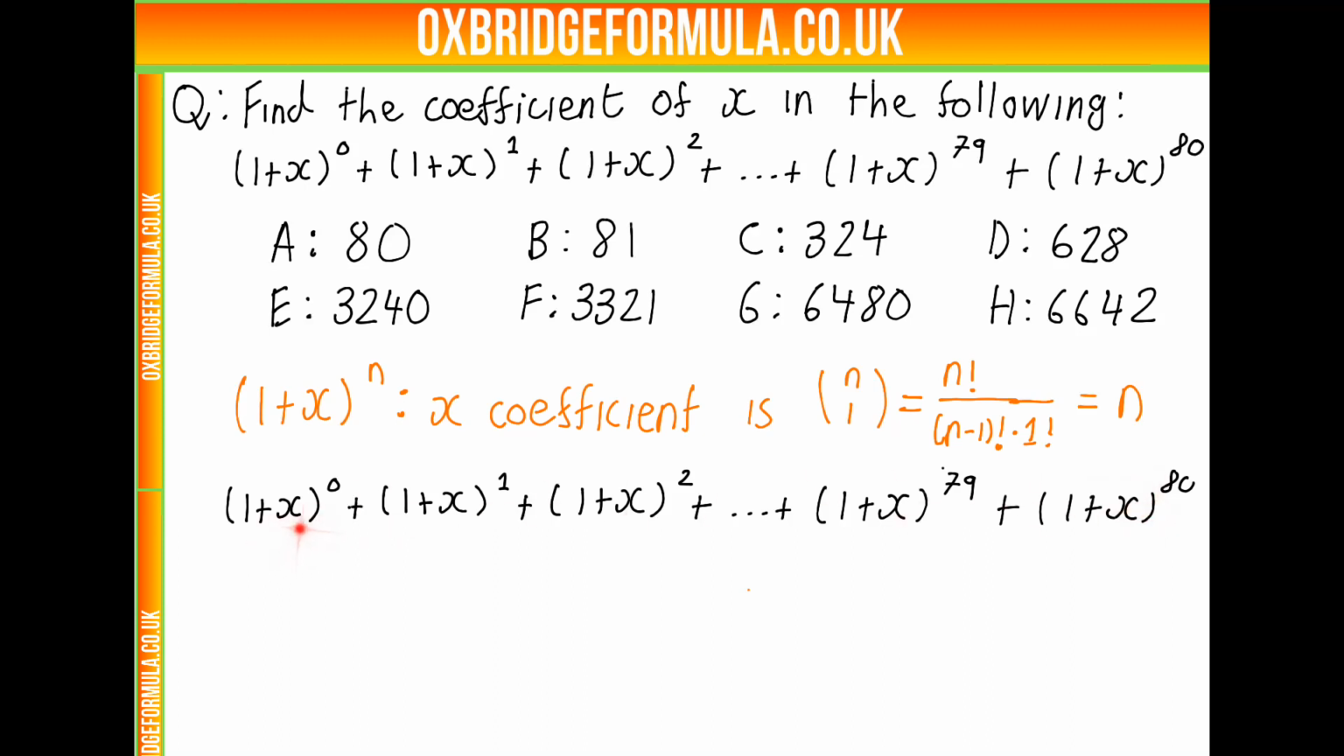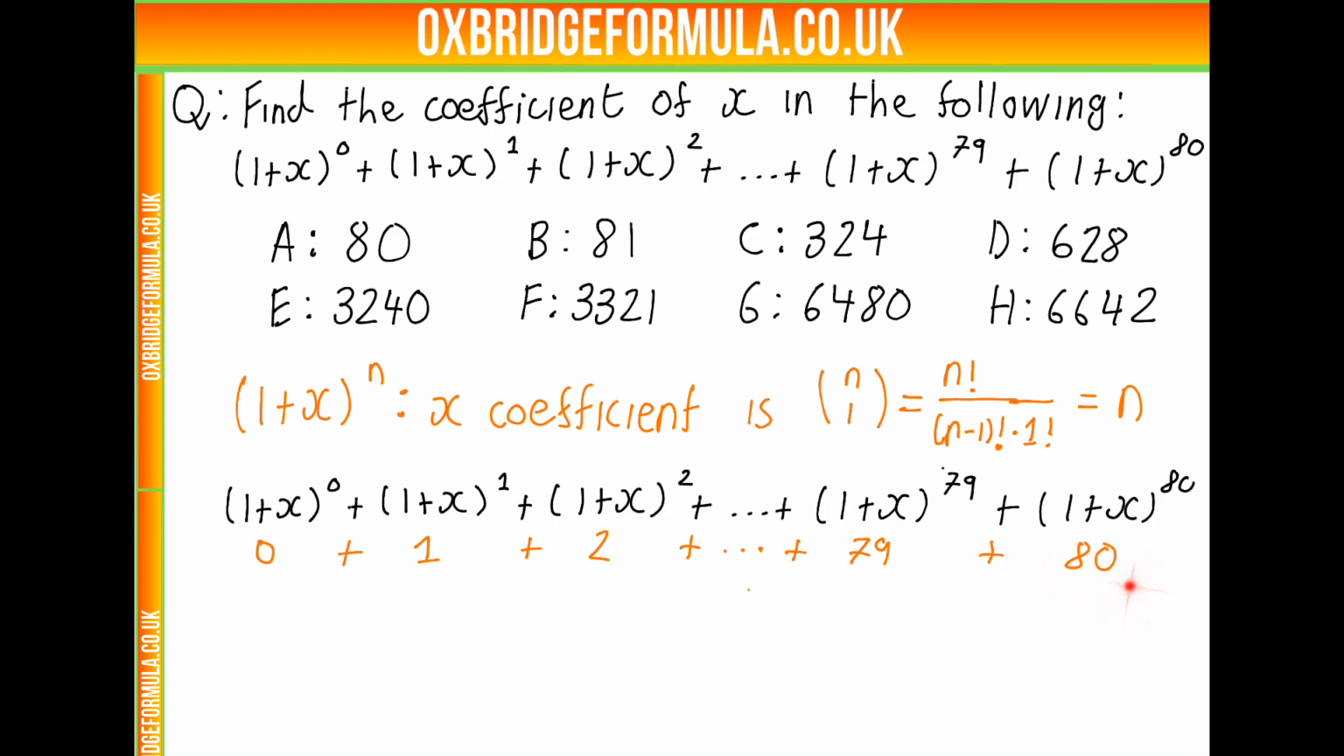So (1 + x)^0, this one's quite nice because we know anything to the power 0 is just 1, so we have 0 x's. And then (1 + x)^1, n equals 1, so we get 1x, which is pretty clear as well because (1 + x)^1 is just 1 + x. Same with (1 + x)^2, we know our coefficient will be 2 for the x. And we carry on like this, and we realise that this will be 79, and this will be 80.